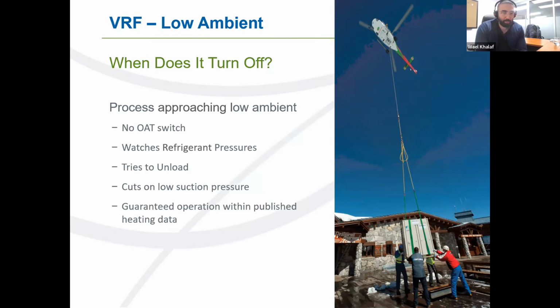Essentially, the process of logic within the machine is going to say, I'm going to monitor my refrigerant pressures. When it gets too cold, I'm going to start unloading the capacity, and then at some point it will cut out on low suction pressure. That being said, whatever is published data, it's guaranteed to be operating down to those temperatures and give you the published corresponding capacity for heating whenever you're using it in a heating application.